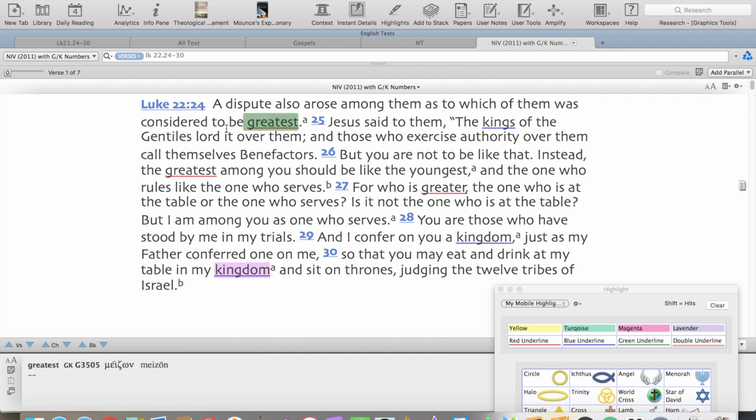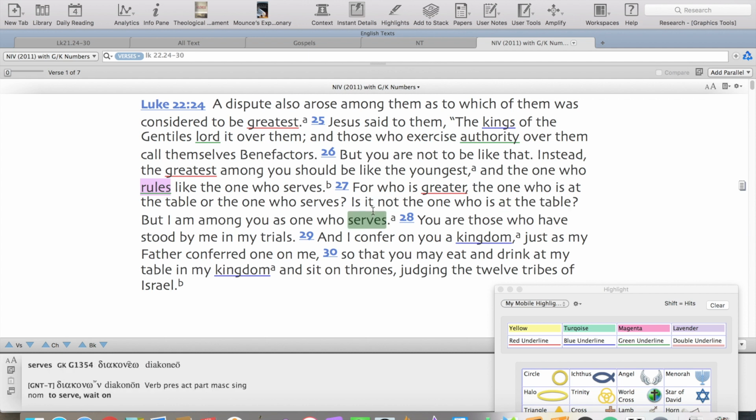And then there's the way that authority is used. So the Gentiles lorded over them. We'll give that a green underline. Exercising authority, same idea, not the same word, over them. And then later on down here, the one who rules like the one who serves. So the same general idea, ruling, lording, authority, of course different with Jesus as opposed to the kings of the Gentiles, but nonetheless the same idea there. So we have some repeated words.